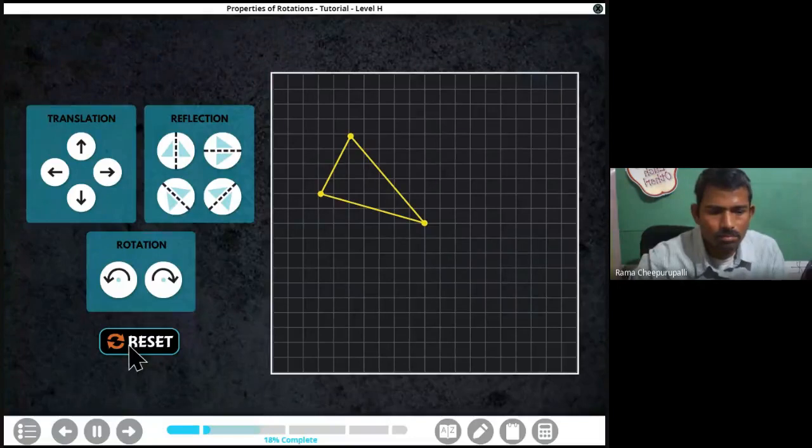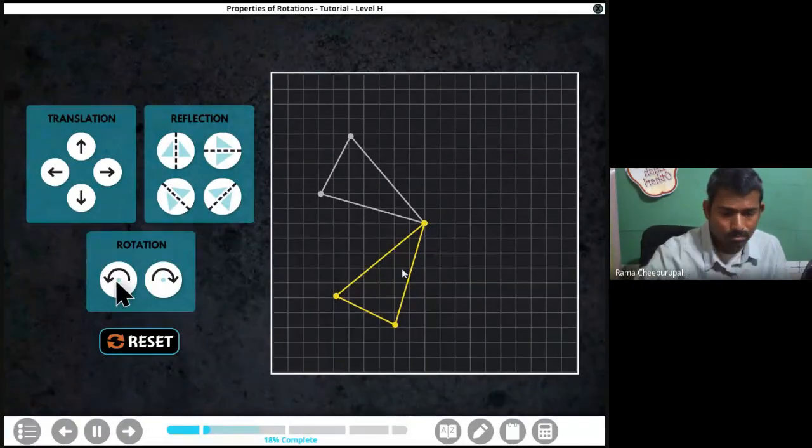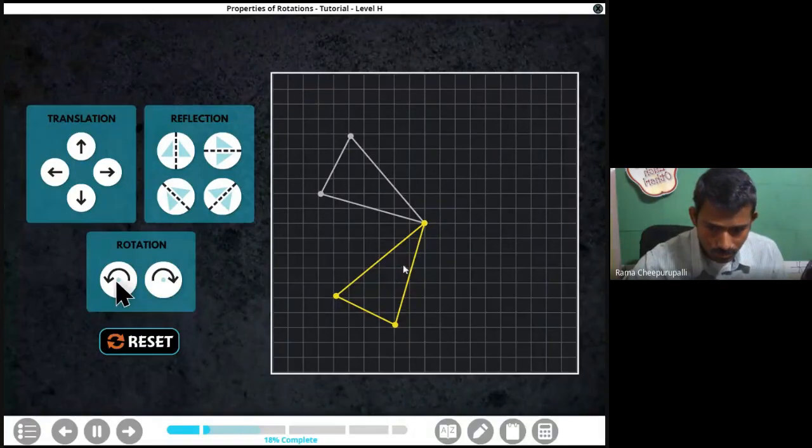You can reset the app if you need to. And if you want to turn it the other direction, just click on the counterclockwise button and it will rotate 90 degrees counterclockwise. Maximil to the rescue again. Let's do this thing.